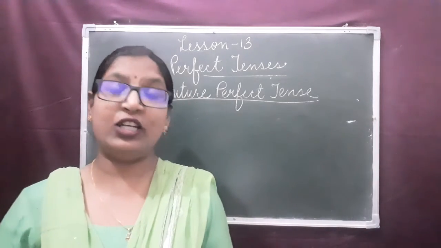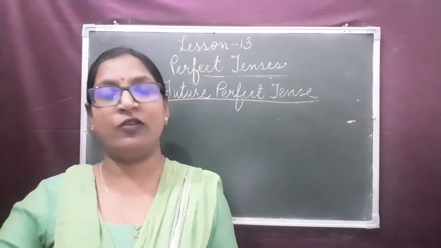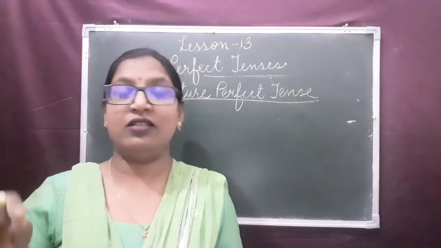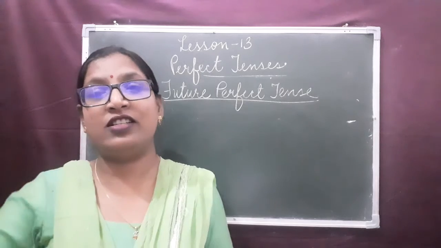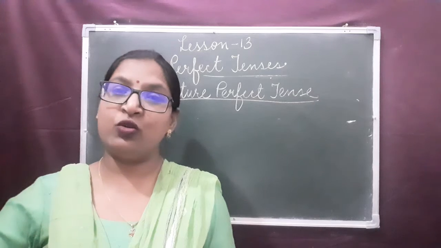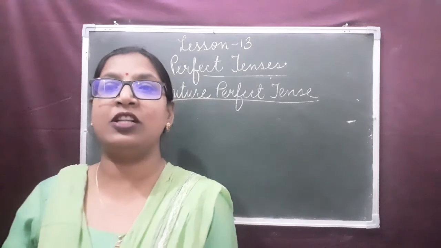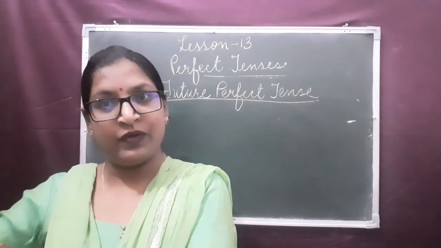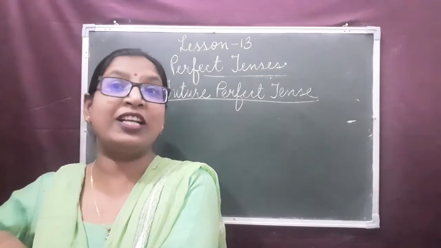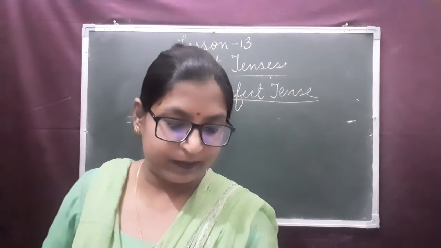Future perfect tense denotes an action that will be completed at some point in future time. Clear? The action that will be completed in the future, in the definite time. It denotes the completion of an action within a definite period of time in the future. The time period is fixed. In the definite period, the action will be completed in the future. That is called the future perfect tense.